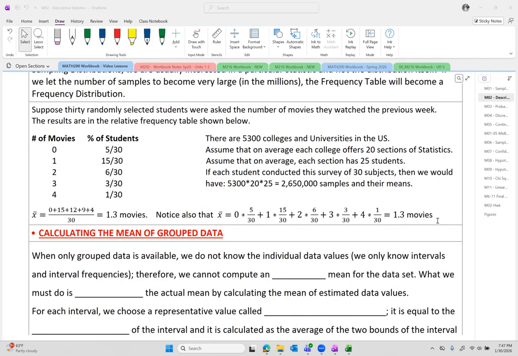So you can either add all your data and divide by 30, or you can take each one of your variable values and multiply it by its relative frequency and still find the same mean.